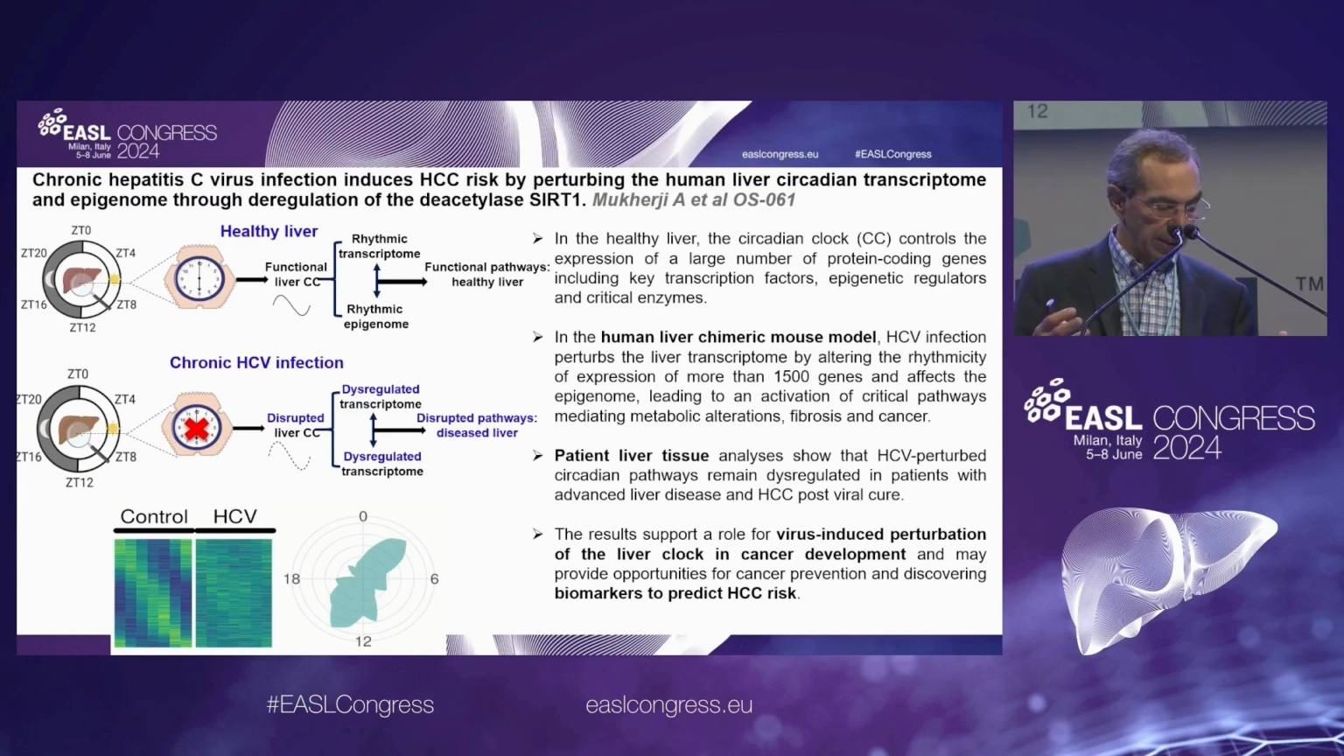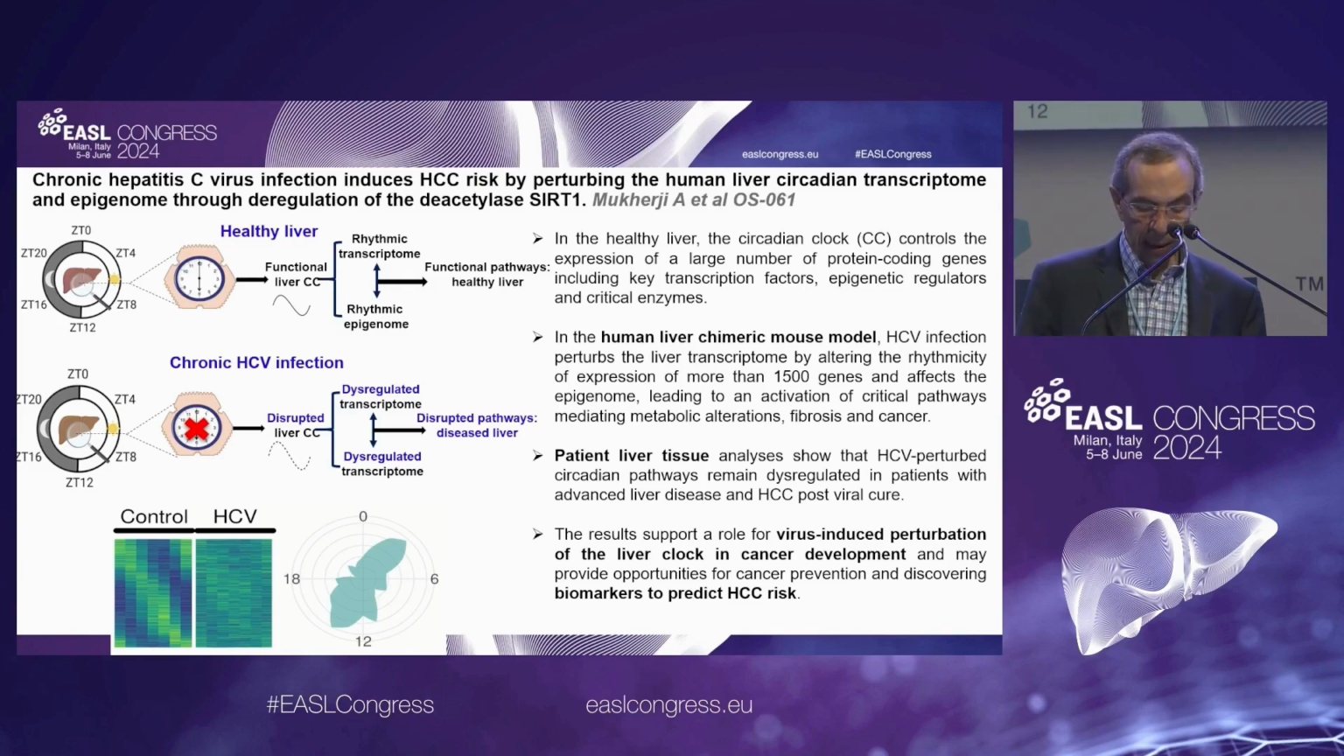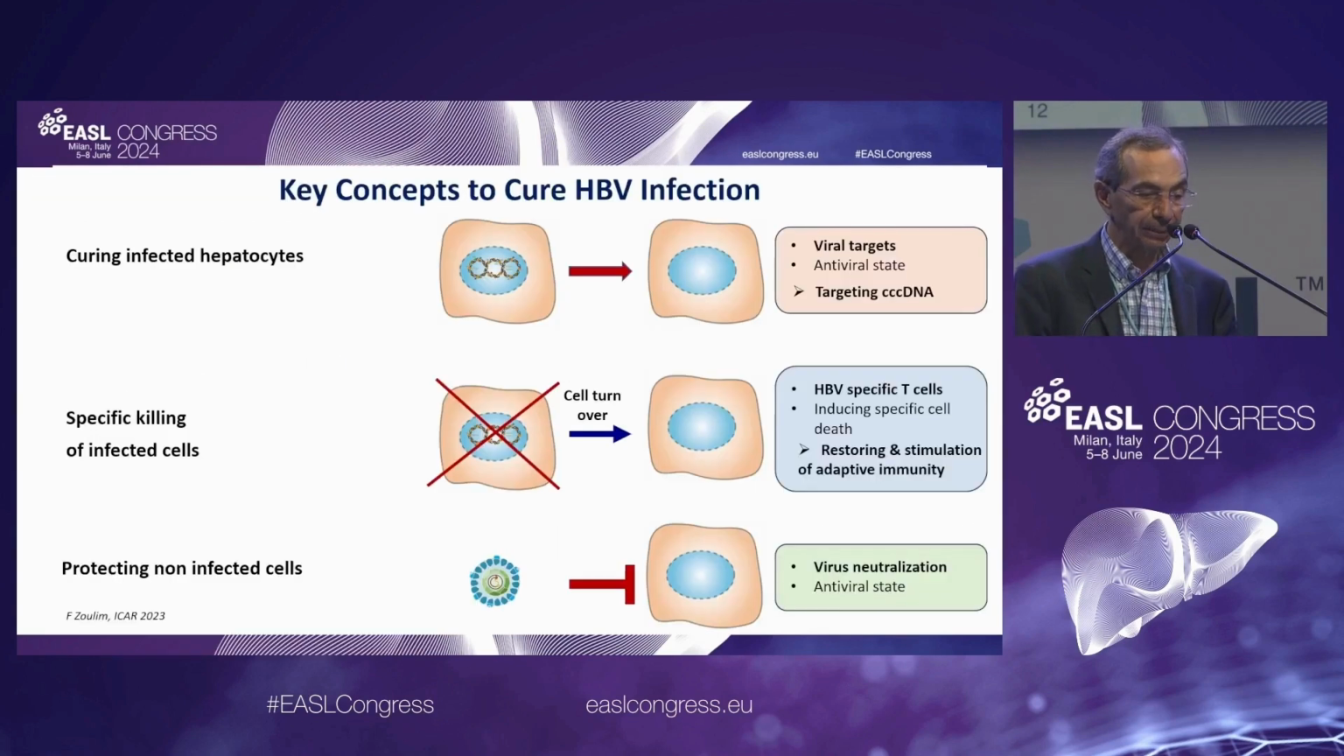The next abstract goes in that direction, with elegant work done by Mukherjee et al., which showed that chronic hepatitis C virus infection deregulates the human liver circadian transcriptome and epigenome through the deregulation of the deacetylase SIRT1, in both a preclinical model, the human liver chimeric mouse model, but also in patients' liver tissue samples. These very interesting results support the fact that virus-induced perturbation of the liver clock may be involved in liver cancer development and may help to discover novel biomarkers to predict HCC.